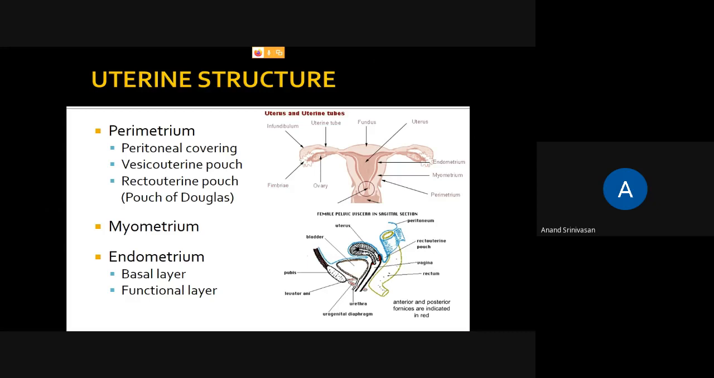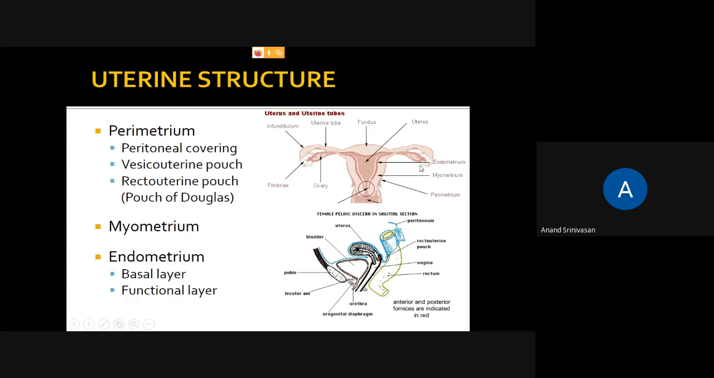Skeletal muscles are attached to the bones, like the biceps and triceps. Cardiac muscle is present in the heart. The muscle present in the uterus is smooth muscle, the myometrium. The innermost layer of the uterus is called the endometrium.